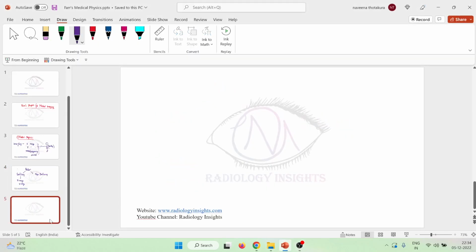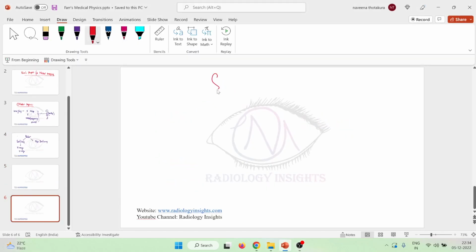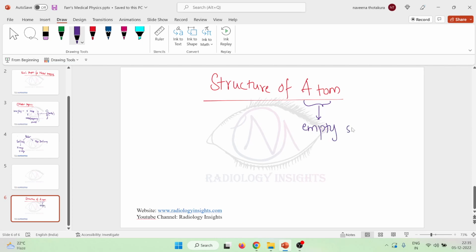Hello friends, let us now start our discussion with structure of atom. If you see an atom, this atom consists mainly of empty space, and its mass is mainly concentrated at the central nucleus. The mass of the atom is concentrated at the central nucleus.